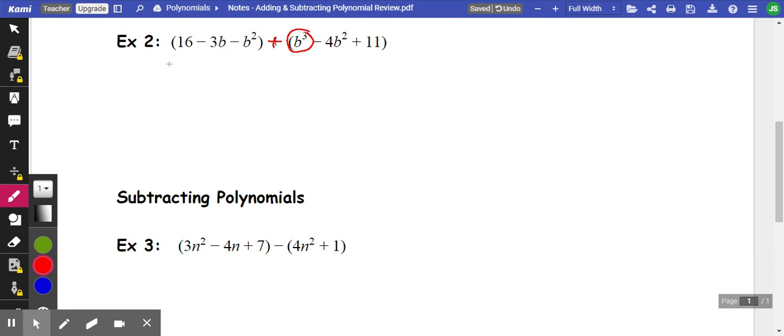So that one I'm going to write first. I like to start with my highest exponents. That way my answer is written in standard form already and I don't have to rearrange anything.